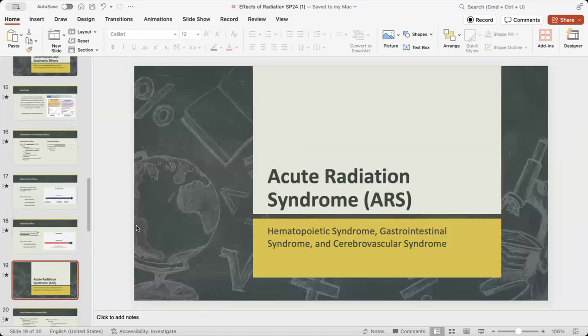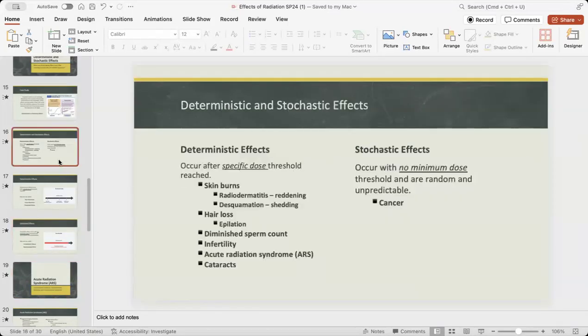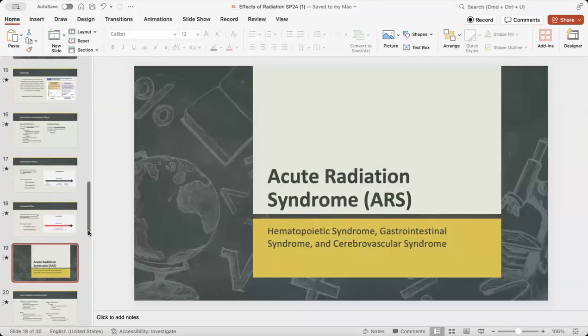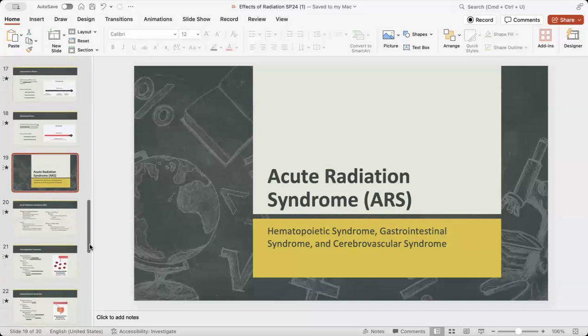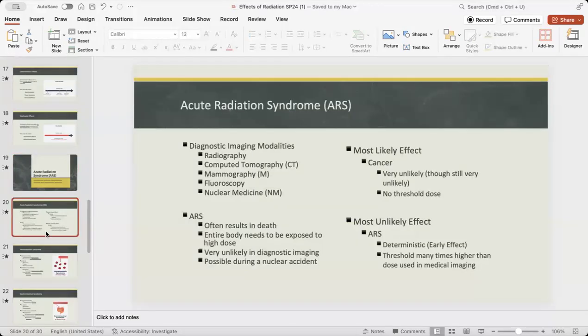So next we're going to talk about acute radiation syndrome. We saw that acute radiation syndrome can happen if we are exposed to a specific dose at one time. With acute radiation syndrome, three things can occur. A patient can experience a hematopoietic syndrome, gastrointestinal syndrome, and/or cerebral vascular syndrome. The modalities that are ionizing or radiation producing are, of course, radiography, CT, mammography, fluoro, and nuclear medicine.